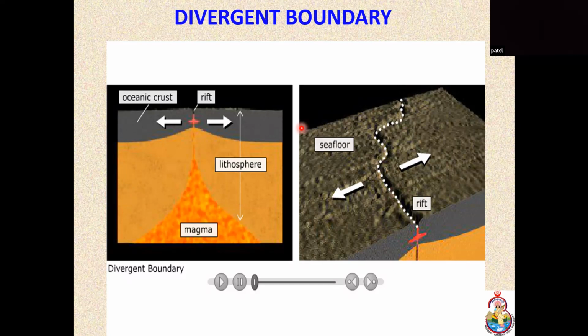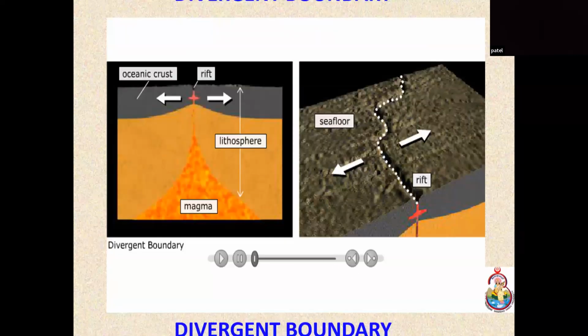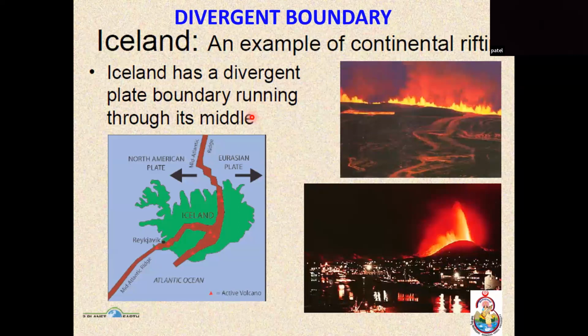Where the widening occurs, that is also known as the rift zone. Here, rifting is going on. This rift zone mainly extends in the middle of the ocean. But there is one place on the earth where this mid-oceanic ridge, or the divergent margin, extends onto land. That is Iceland. The divergent margin is cutting across Iceland. That's why in Iceland we have lots of volcanoes.